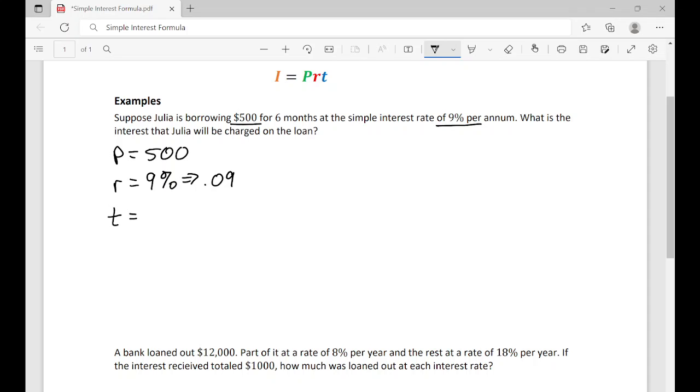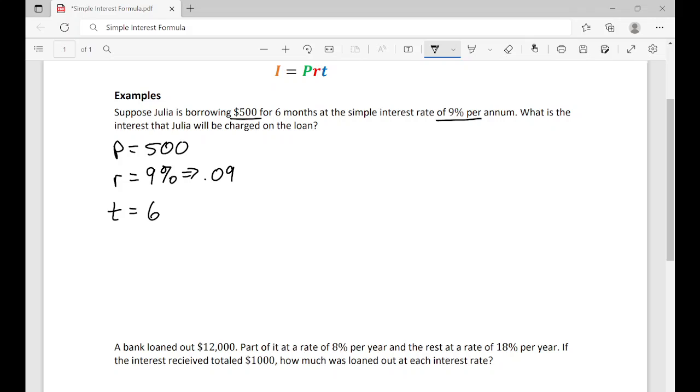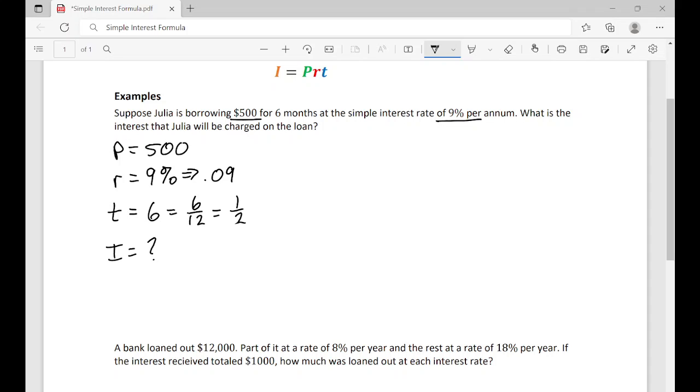And T is 6 months. But remember that T is in years. So how many years is 6 months? If you're not sure, just take the amount of months you're given and divide it by 12. And that'll give me half, which makes sense. 6 months is half a year. And the interest? We don't know. That's what we're trying to figure out.